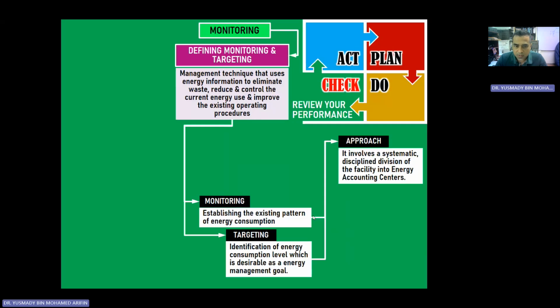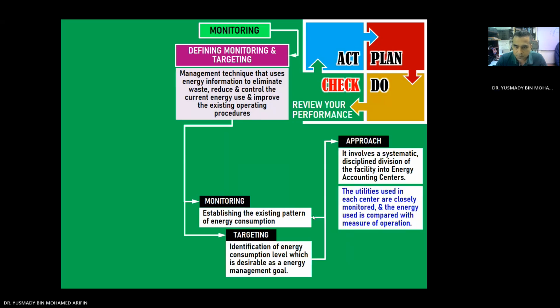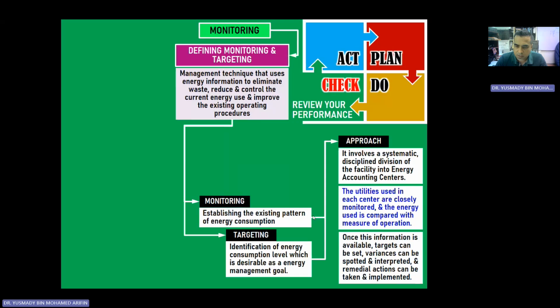So the approach will involve a systematic division of the facility into Energy Accounting Centers, EAC. The utilities used in each center are closely monitored and the energy use is compared with a measure of operation. Once this information is available, targets can be set, variances can be spotted and interpreted, and remedial action can be taken and implemented.